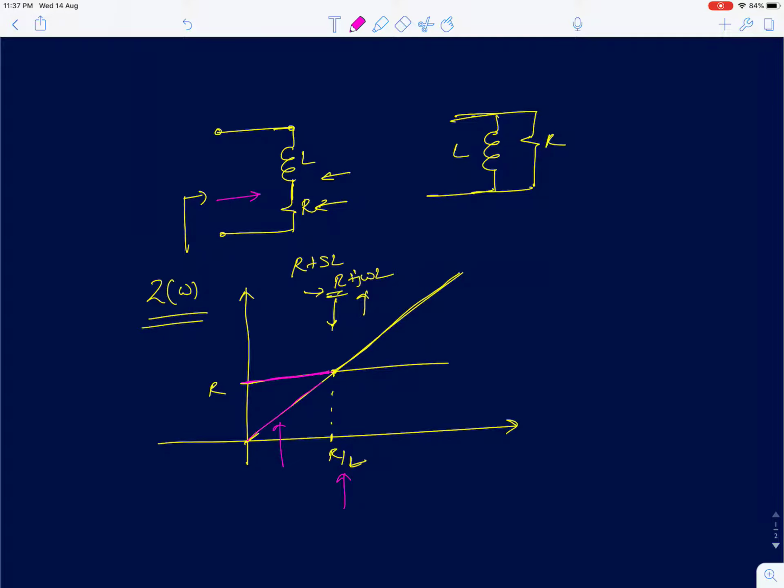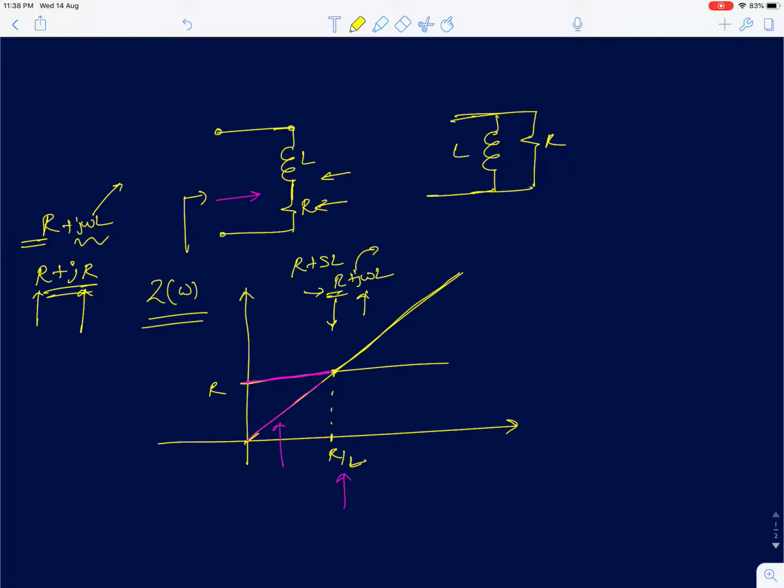So what happens is that your impedance is R plus j omega L. The complex part of the impedance becomes jR. When omega equals R by L, the complex part of the impedance also becomes equal to the real part of it. After this, the omega L is going to keep on increasing linearly with frequency, and eventually it will start dominating the overall impedance.